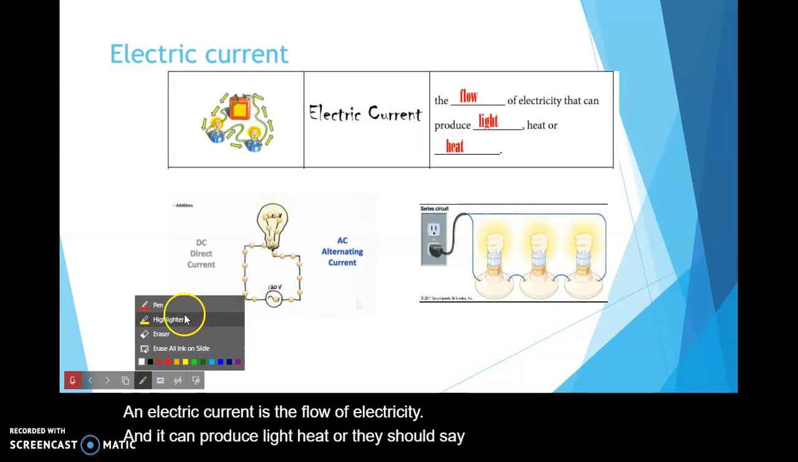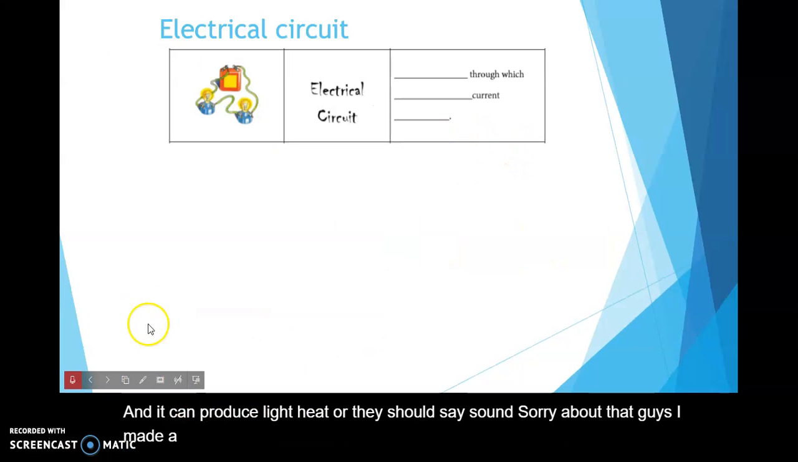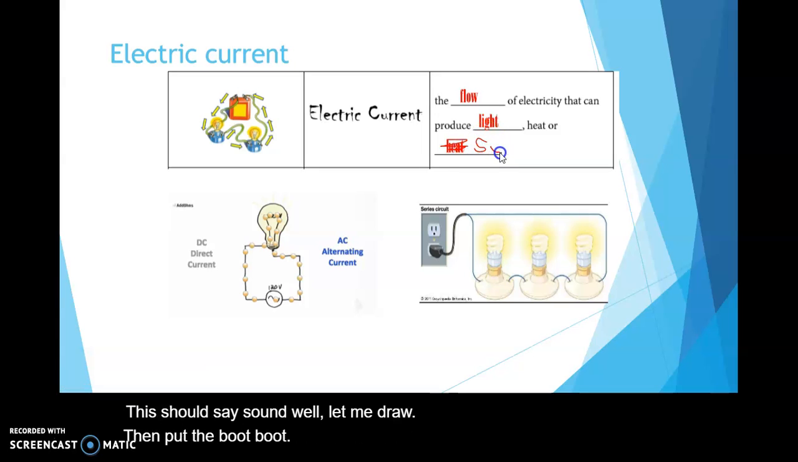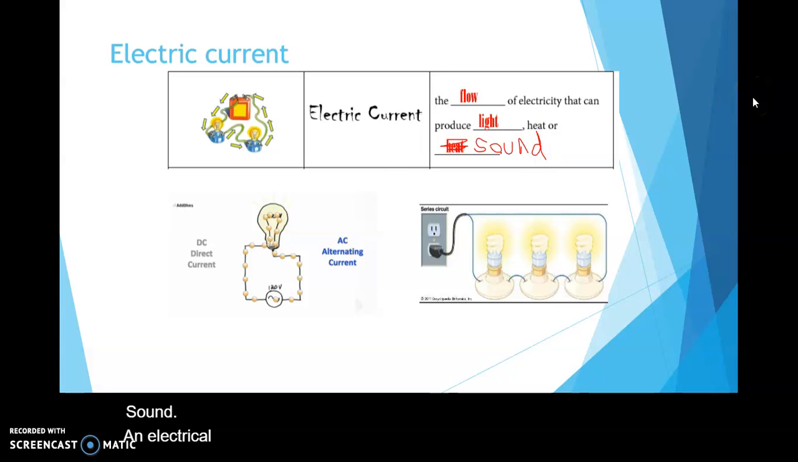Sorry about that, guys. I made a small error. This should say sound. Oh, it won't let me draw. Sound. An electrical current can produce light, heat, or sound.